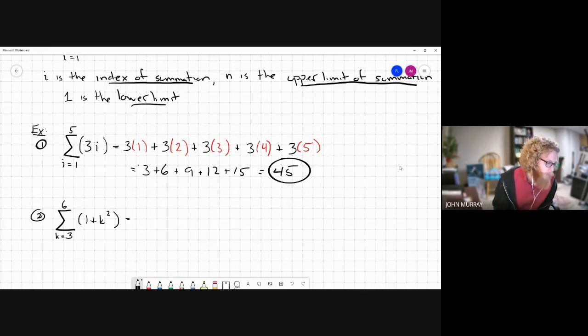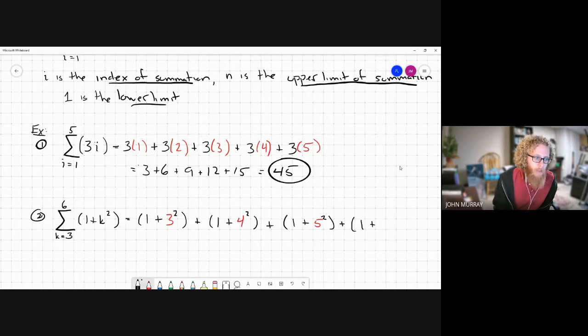All right, so I can write it all out. I'm going to have 1 plus my first term, 3 squared. And my second one is going to be 1 plus 4 squared. My third one is 1 plus 5 squared. And then I'm going to have 1 plus 6 squared. And that's where I'm going to end because that is my upper limit, 6.